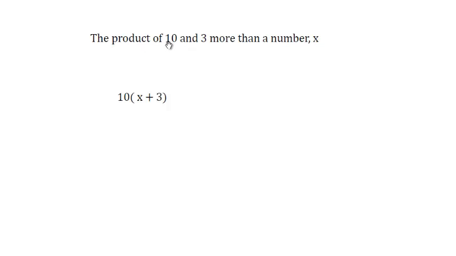The product of one number and another number. The first number in this case is 10. The expression that is after the word and is 3 more than a number x. More than means to add, so the part after and is x plus 3. So the product of these two numbers is 10 times quantity x plus 3. We use the parentheses to indicate two things. One, multiplication, and two, that these two values are together being added.